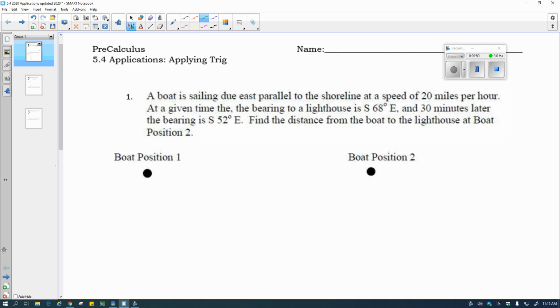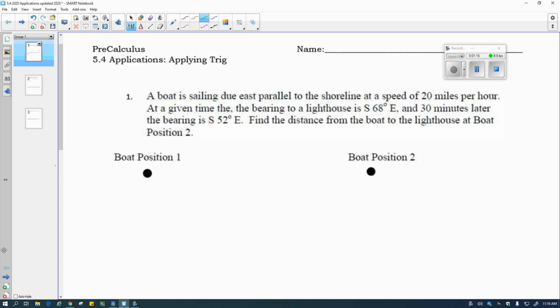So this problem has a boat sailing due east, parallel to the shoreline at a speed of 20 miles per hour. At a given time, the bearing to a lighthouse is south 68 degrees east, and 30 minutes later, the bearing is south 52 degrees east. Find the distance from the boat to the lighthouse at boat position 2.